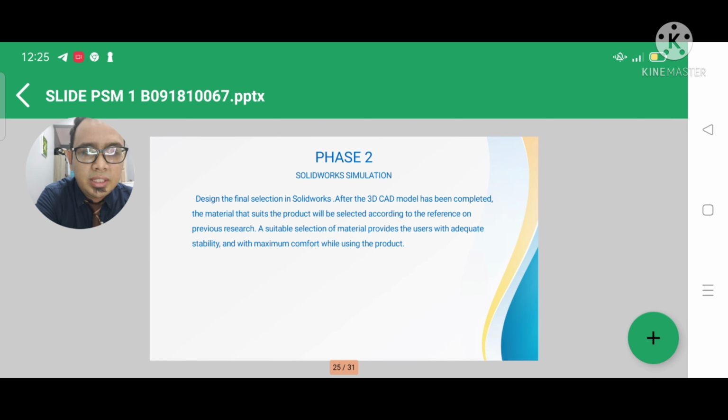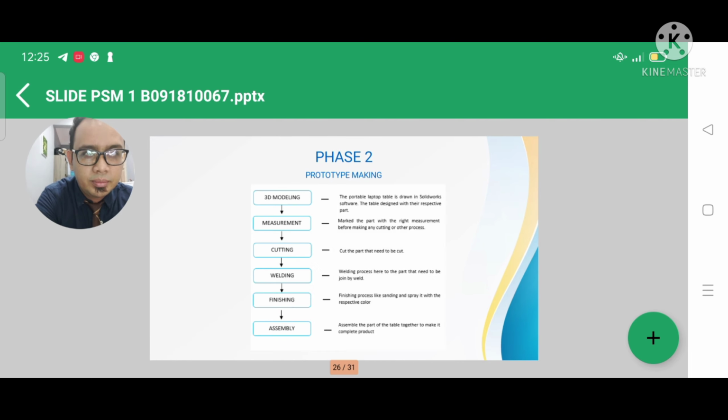SolidWorks simulation. Design the final simulation in SolidWorks. After that, the 3D CAD model is complete. The material that suits the product will be selected according to the reference from the previous research. A suitable selection of material provides the user with adequate stability and maximum comfort while using the product.